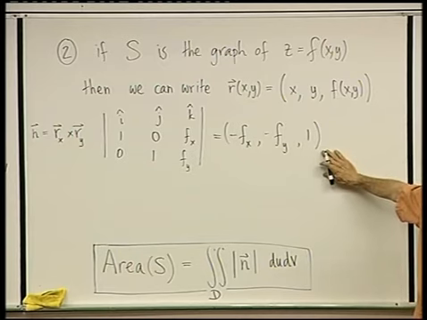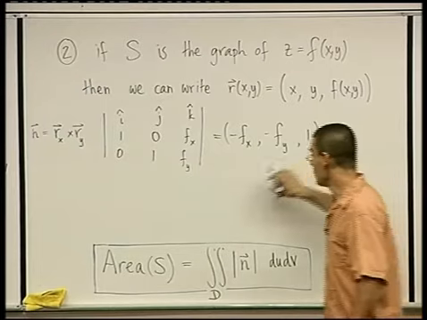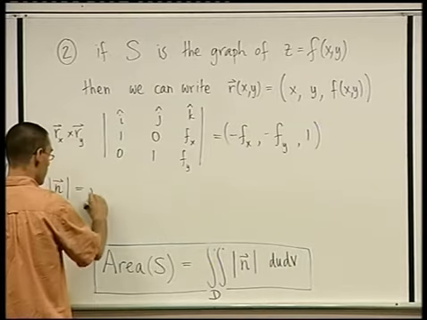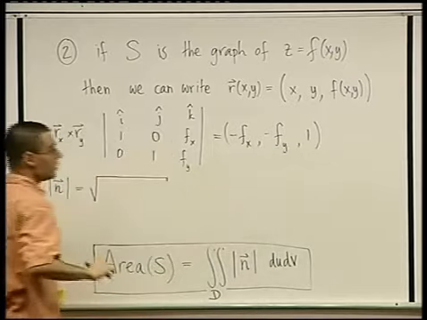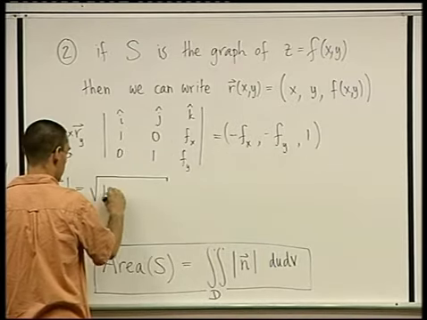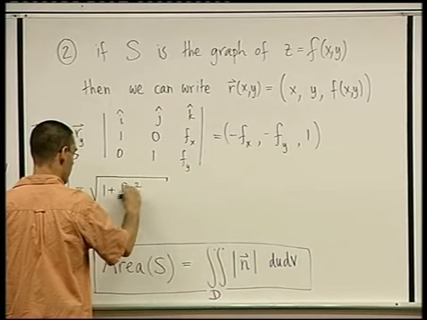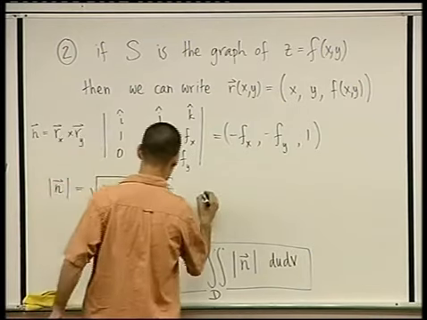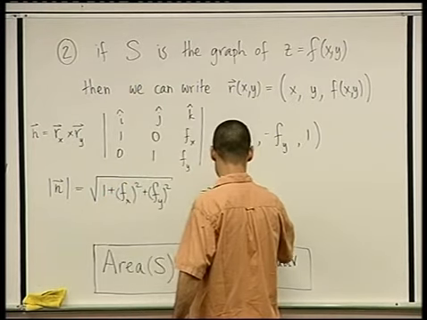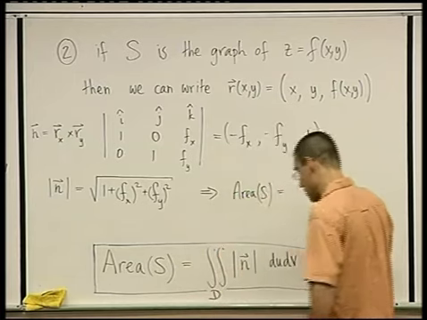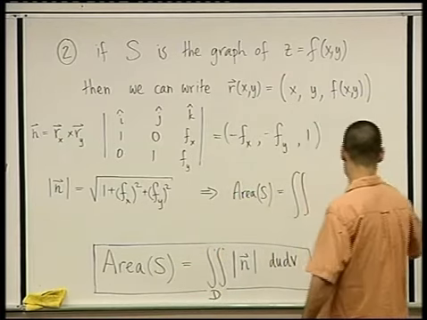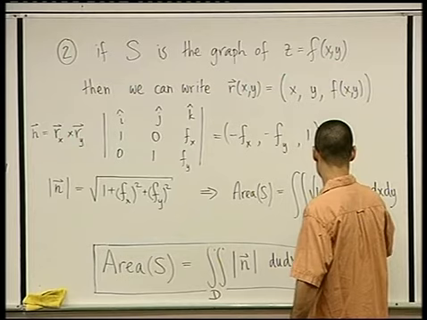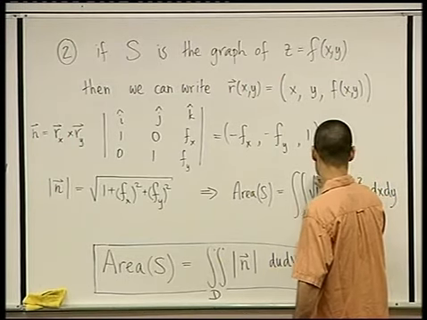Do you remember when we saw this? I'll remind you in a second. We knew this. Okay, but let's just see what the length of the normal is. So the length of the normal is the root of the squares of these components. I want to write the 1 first. So it's the square root of 1 plus f sub x squared plus f sub y squared. And therefore, the area of the surface, which is the graph of a function, is the double integral dx dy this time of the square root of 1 plus f sub x squared plus f sub y squared.